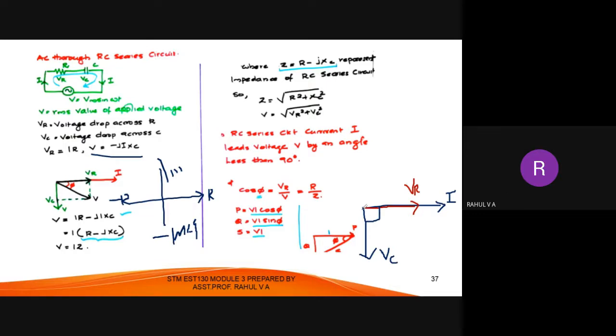So the resultant vector, if I add both of these, will be lying exactly in the middle.